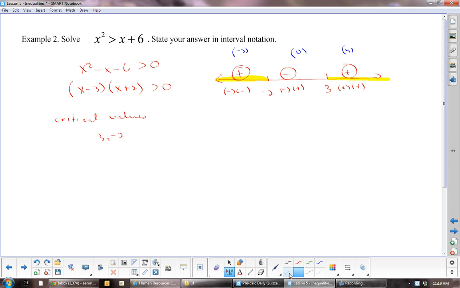So it would be from negative infinity to negative 2. Square or round bracket by the 2? Negative 2, round. Or, so union, 3, comma, infinity.